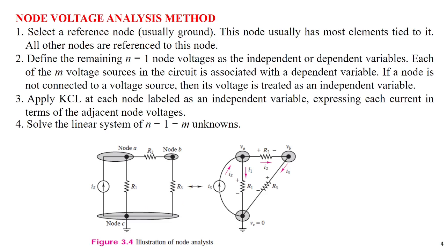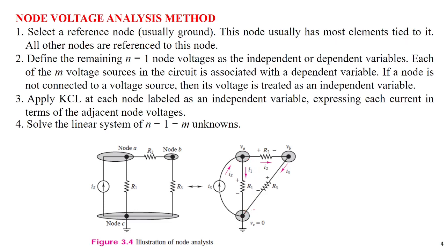Usually we select the node that is most common. This means that most elements connect to it, right? The node that has many branches, we select that node. That will make it easy for us to calculate. Then the other nodes will refer to this node, right? The voltage of node A is VA with respect to this voltage.